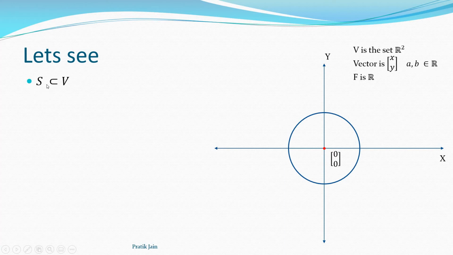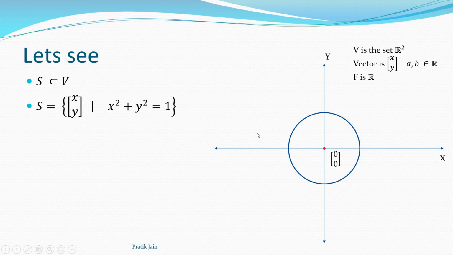Now let us define some S on this vector space V. So this is our vector space, the 2D plane. Now let me define an S which is a subset of V, and it is defined like this. S is equal to all (x, y) such that x squared plus y squared is equal to 1. So this is our equation of a circle.